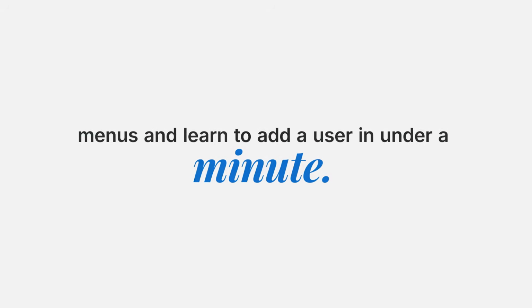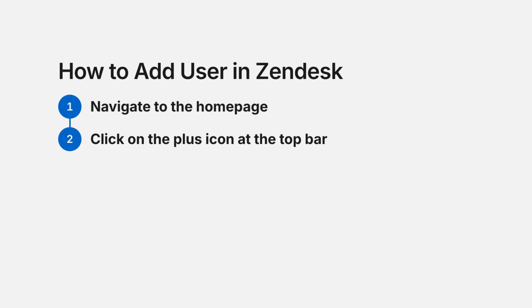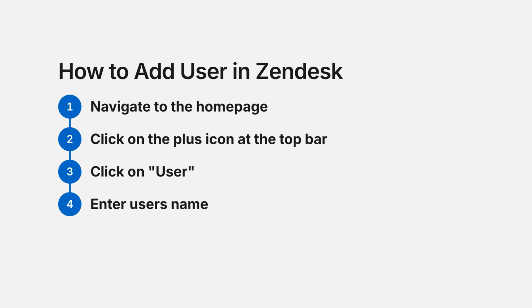Struggling to find where to add users in Zendesk? Stop hunting through menus and learn to add a user in under a minute. I'll walk you through the 8 simple steps. Navigate to the homepage, open the plus menu, select User, enter their details, choose Type and Role, then click Add.